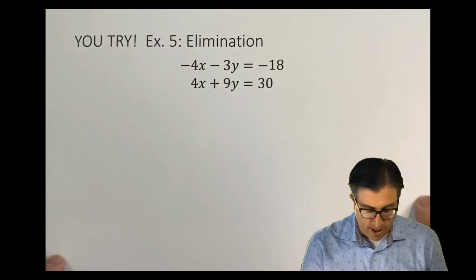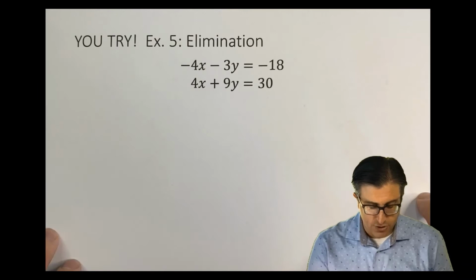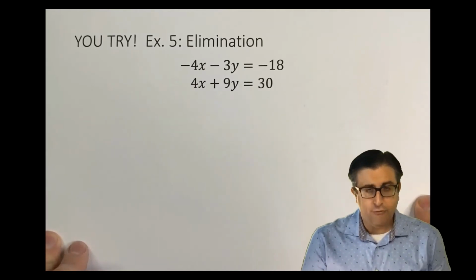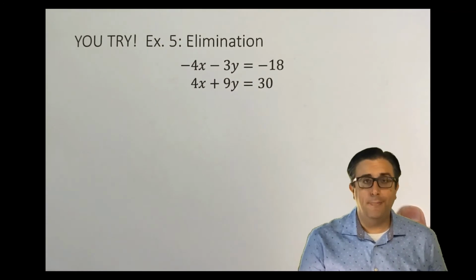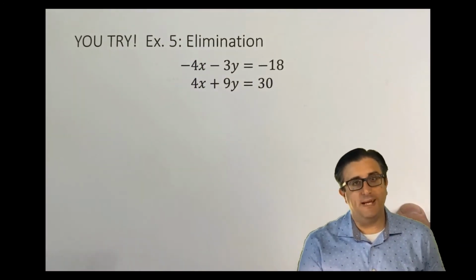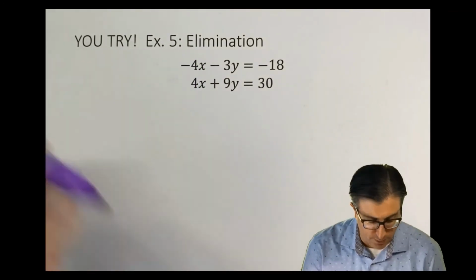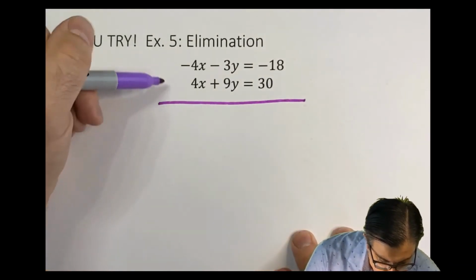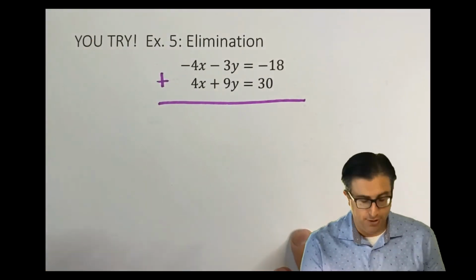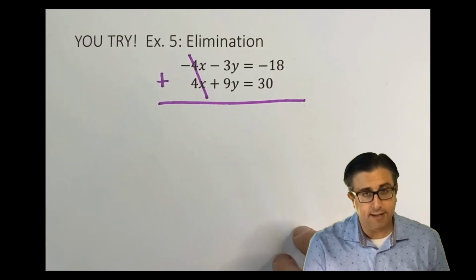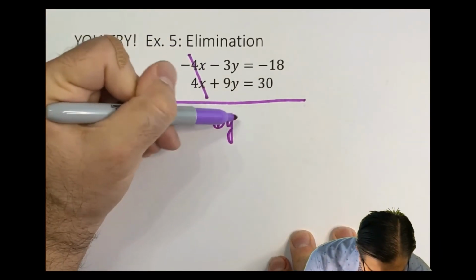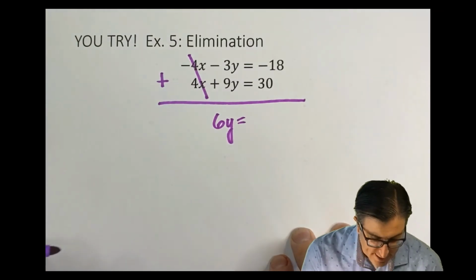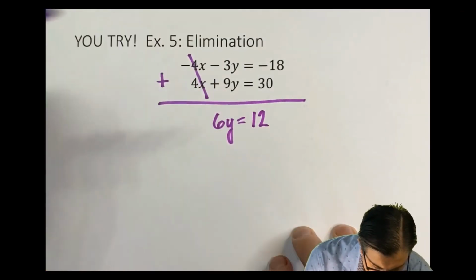All right, example 5 is 4x minus 3y equals negative 18, and 4x plus 9y equals 30. Now you could work with the y's, but I noticed that the x's are immediately opposites of each other. There's no multiplying needed to make them opposites. So I can add these two equations together, and the x's will immediately cancel. Negative 3y plus 9y is 6y, and negative 18 plus 30 is positive 12.